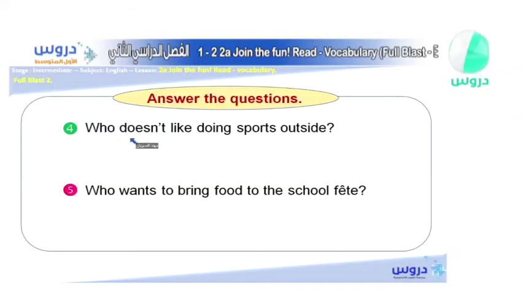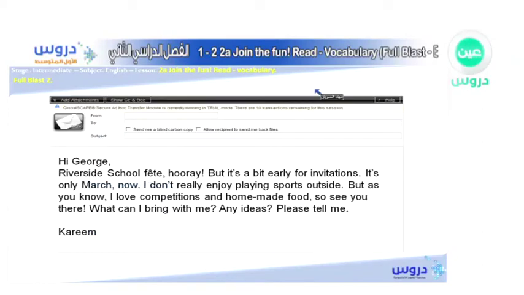Okay, number 4. Who doesn't like doing sports outside? Well, one of them, whether it was Jim or Kareem. Who doesn't actually like to play sports outside? Let's go to Kareem now and look at it. Hi, George. Riverside School fete. Hooray! But it's a bit early for invitations. It's only March now. I don't really enjoy playing sports outside. So, shall we stop? Yes, we shall.